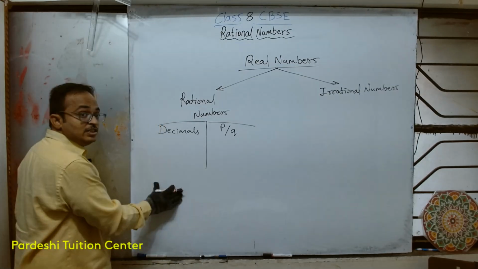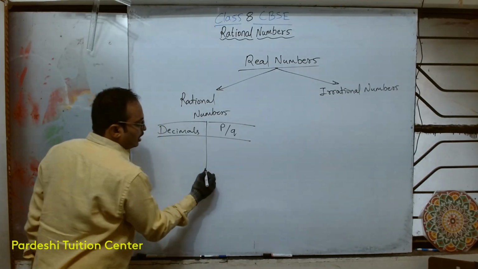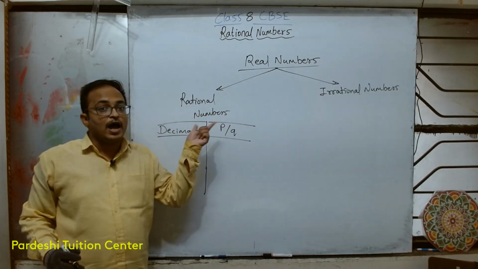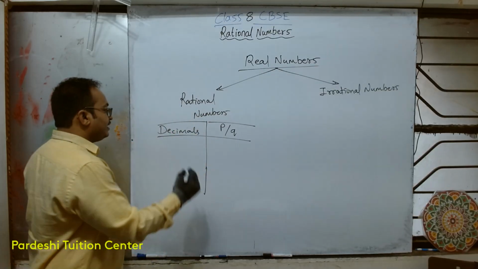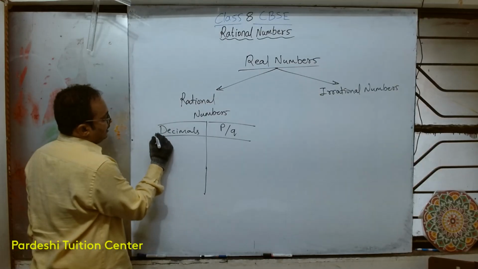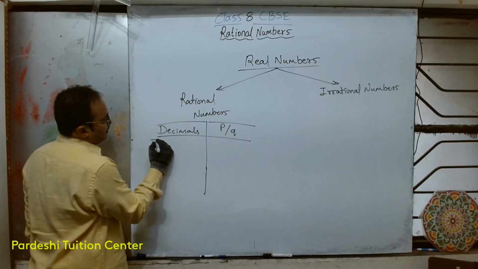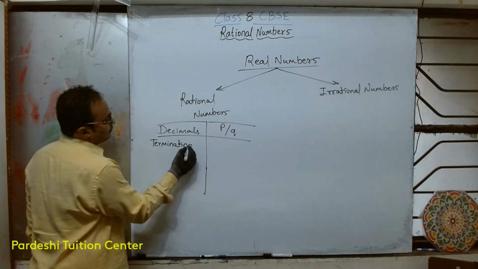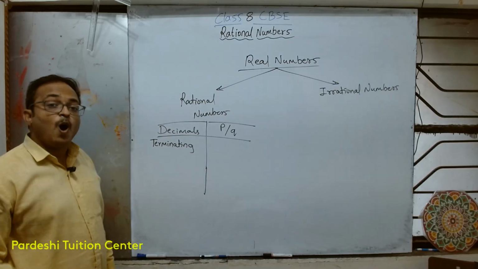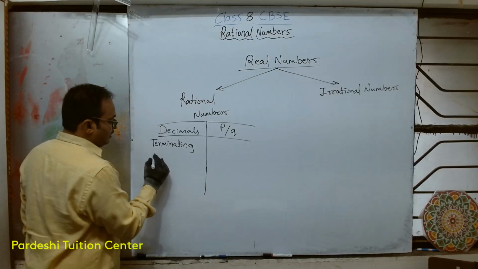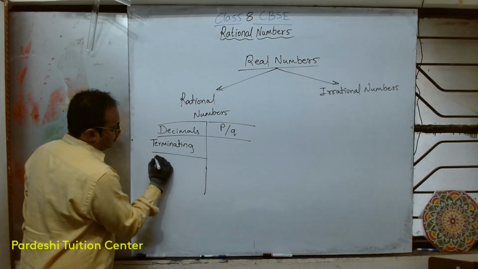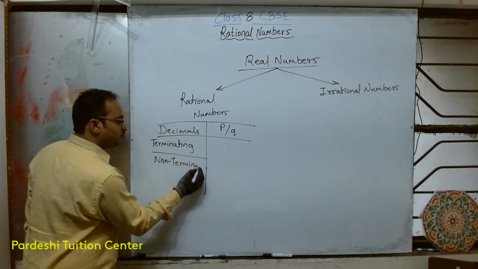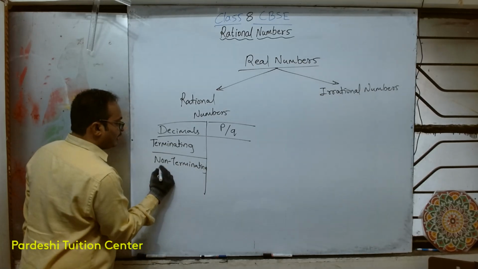Okay, so now if I am talking about decimals and I want the decimal number to be a rational number, then it must be a terminating decimal, or it must be a non-terminating recurring decimal.